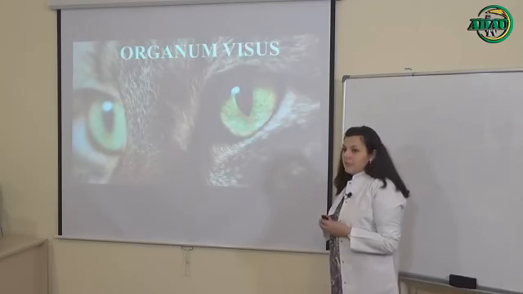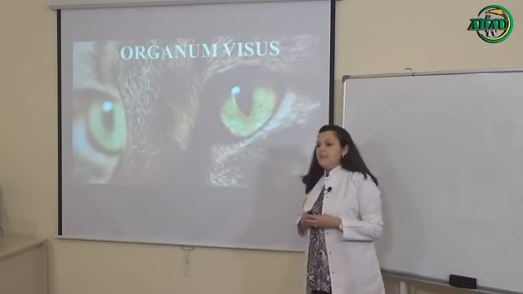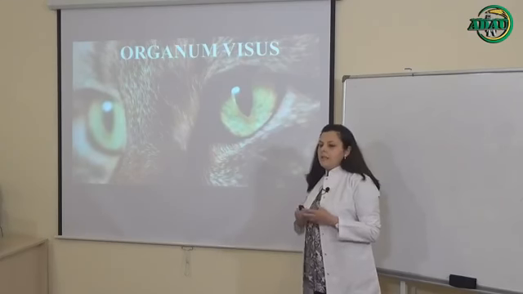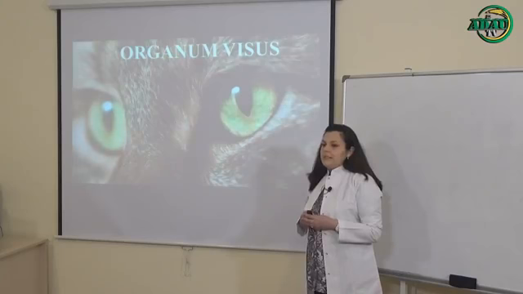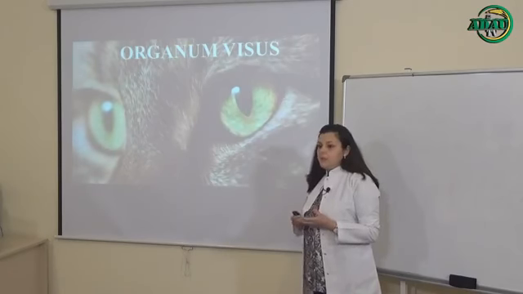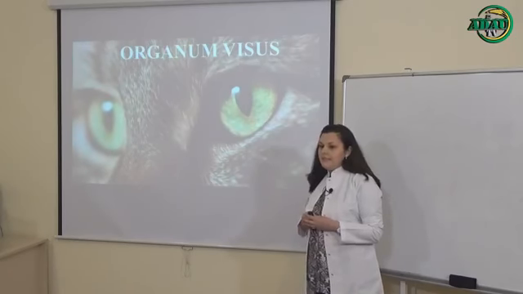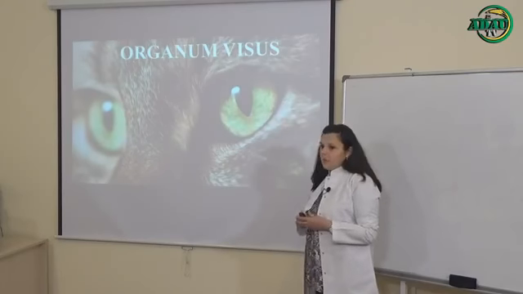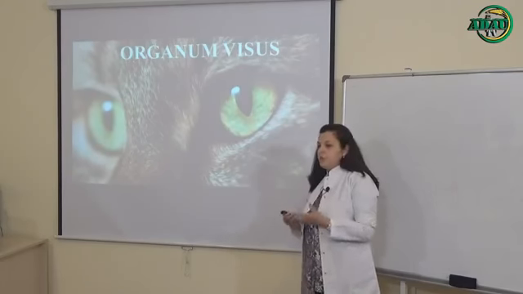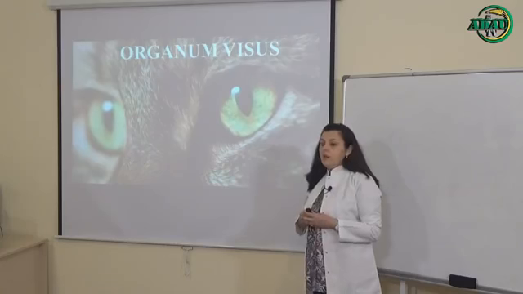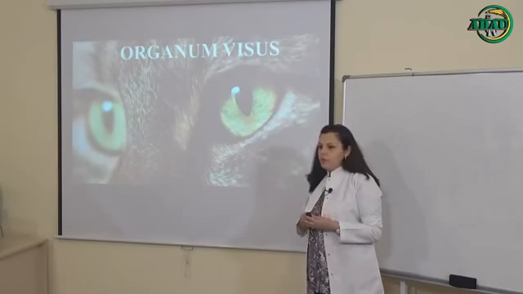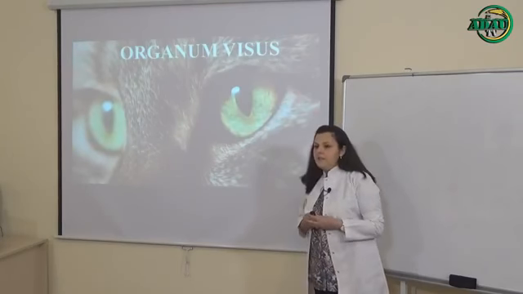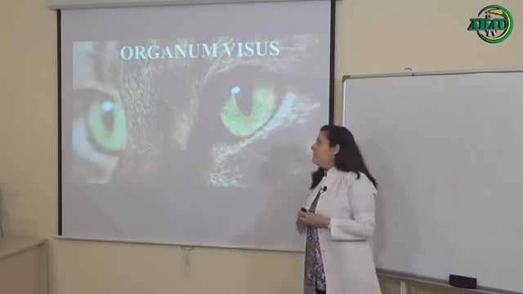So let's get started. The organ of vision in Latin is called organum visus. The branch of anatomy which studies the sense organs is called aesthesiology, in Latin aesthesiologia. You know that there are 5 main sense organs in the body of human or animal, and one of the most complex, most compound organs is the organ of vision, the eye. In Latin, it's called organum visus.